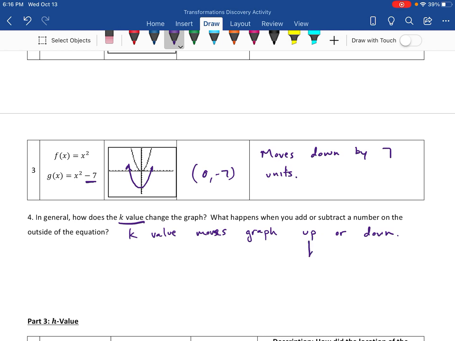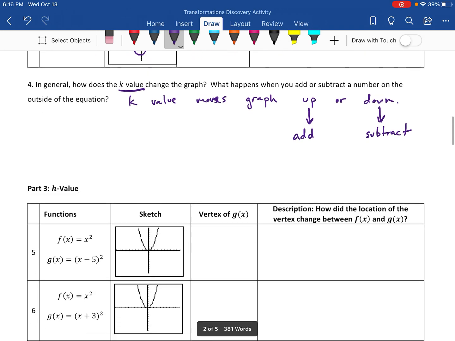So you go up when you add something, right? Like in the first one we added 5, the second one we added 3. The third one we subtracted 7. So when you subtracted, we go downward. Okay, so that's something to remember. What's important here is that the only thing you see is a number outside of your variable.